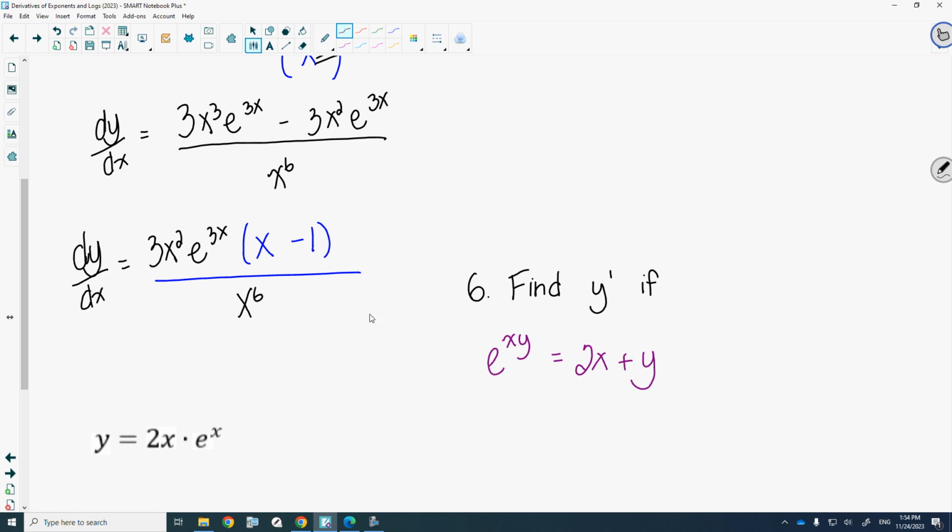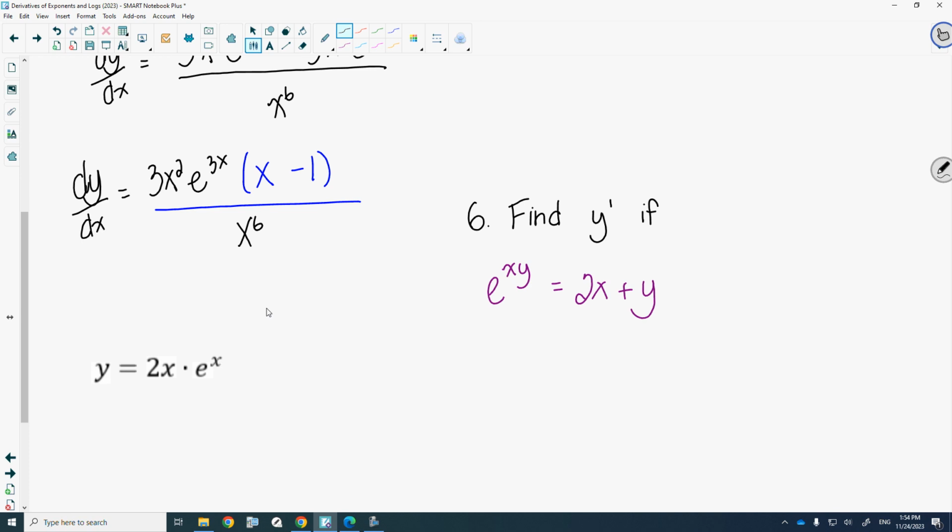And then this could clean up. If I've got 2 x's on top and 6 on the bottom in the denominator, I would be left with a denominator of x to the 4. So what that would leave me with is dy dx is equal to 3e to the 3x, x minus 1, all over x to the 4.